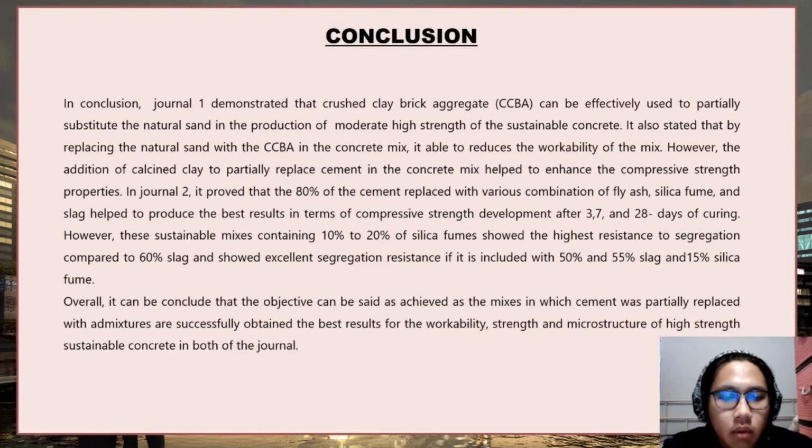However, these sustainable mixes containing 10% to 20% of silica fume showed higher resistance to segregation compared to 60% slag, and showed excellent segregation resistance when it included 15% and 55% slag and 15% silica fume. Overall, it can be concluded that the objective is achieved, as the mixes in which cement was partially replaced with admixtures successfully obtained the best results for the workability, strength and microstructure of high-strength sustainable concrete in both journals.